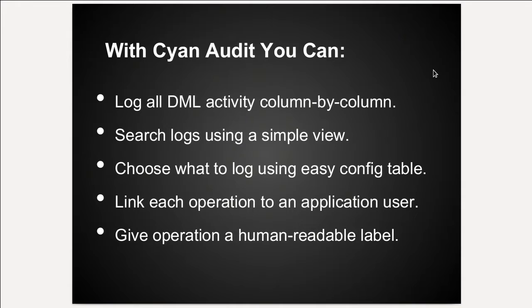So with Cyan Audit, you can log all DML column by column, so you can choose which columns you want to log in your database. You can search your logs using a simple view. You just do a query, and it pulls out all your logs from as far back as you want. You can configure what to log using a config table. So it's just a matter of updating your config table, setting logging on or off for whatever columns you want to turn on or off.